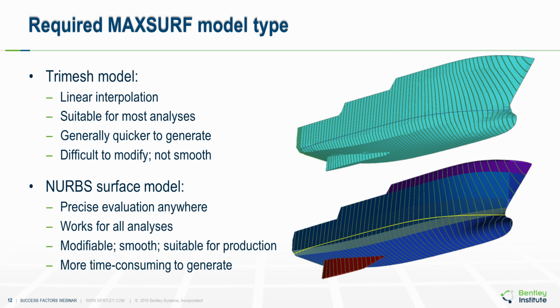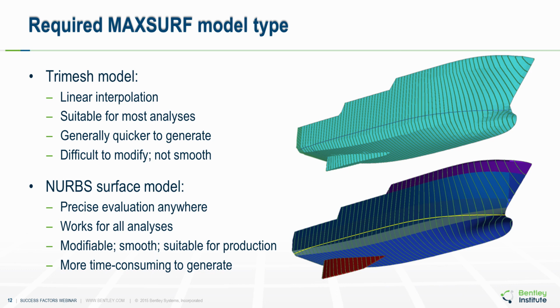The surface shape can be precisely evaluated anywhere. Again, it's suitable for all hydrostatic and hydrodynamic analyses in MAXSURF. It is easy to modify using, for example, the parametric transformation tool. It is smooth and suitable for production, i.e. plate forming and tracing the paths of stiffeners that are required to follow the whole surface. However, it is generally more time consuming to fit the NURBS to the point data.